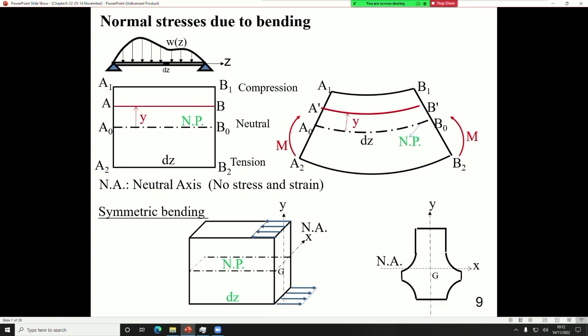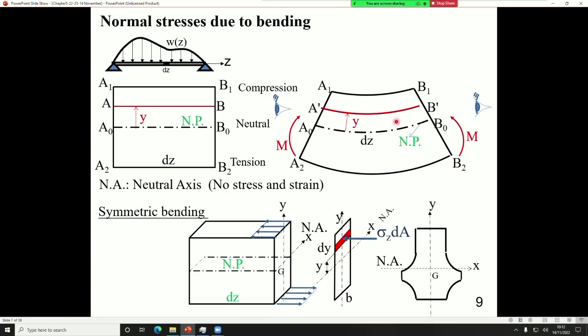So if we look at a fiber which is located at the distance of y from the neutral axis, as you can see, this fiber is located in the compression side. Therefore, if I look at this beam, the cross-section of the beam, that fiber looks the way I have drawn it for you here. So if I look at this fiber in this direction, this is that element or that fiber which is located at the distance of y from the neutral axis.